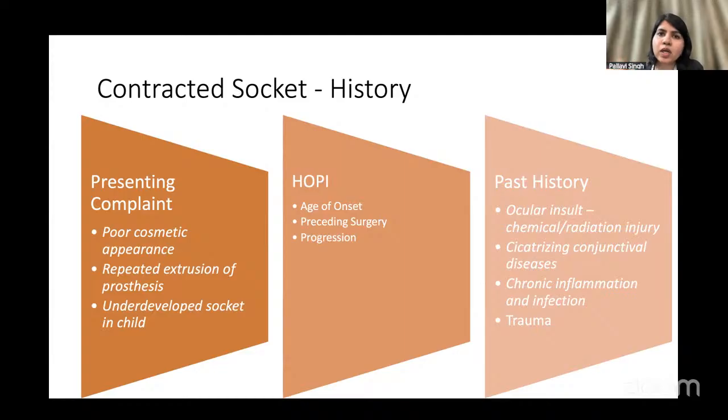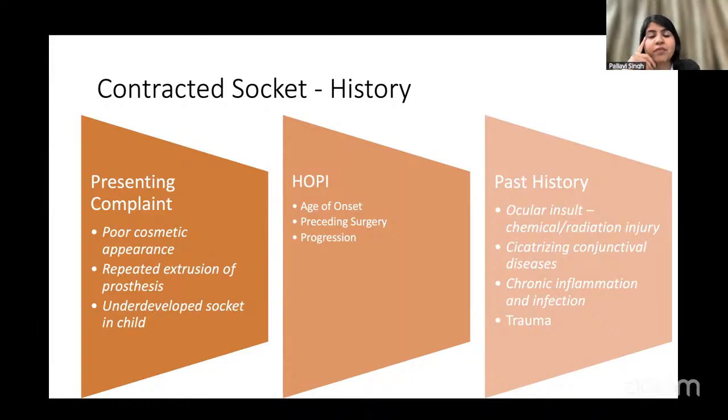It is very important to determine what the cause of the contracted socket is. So it's important to get a good past history, whether there was any chemical or radiation injury, because these cases are notoriously more difficult to treat. Any case with any sort of radiation injury will have some level of bony contraction as well, which is more difficult to treat as compared to only surface area contraction.